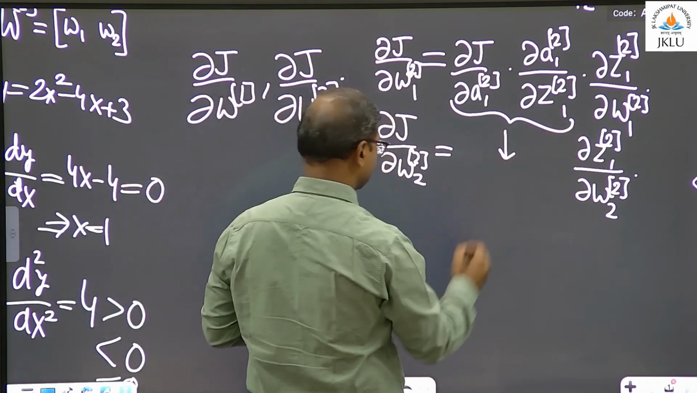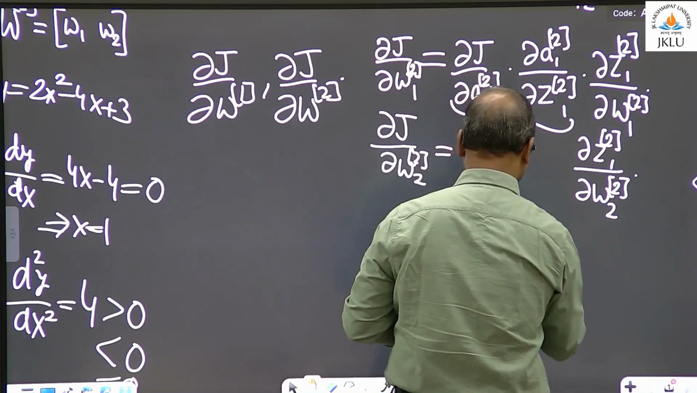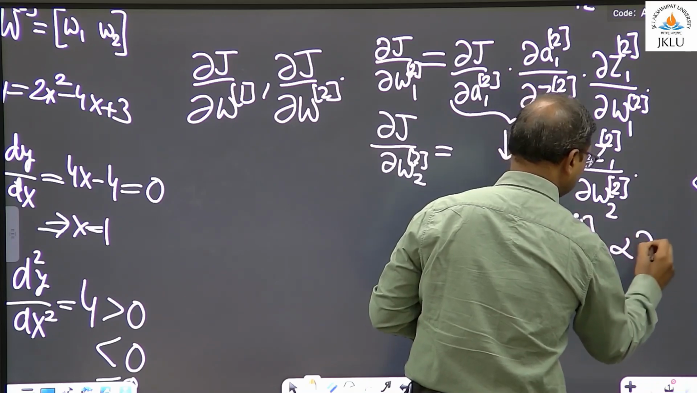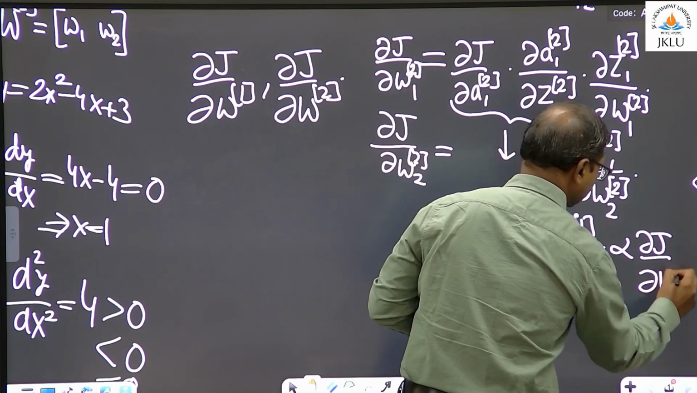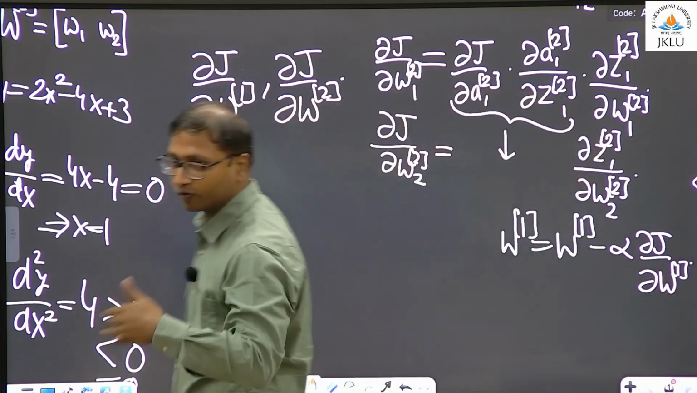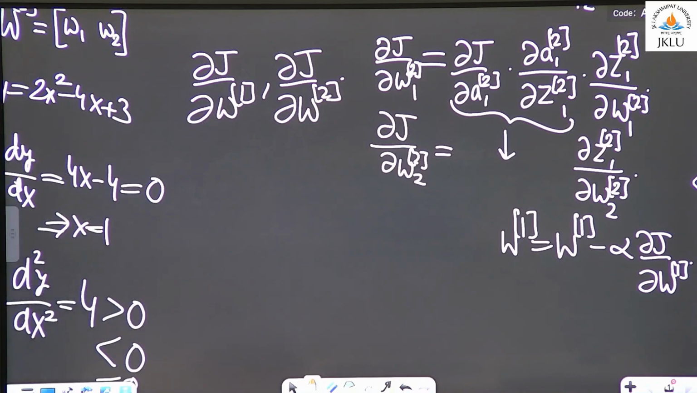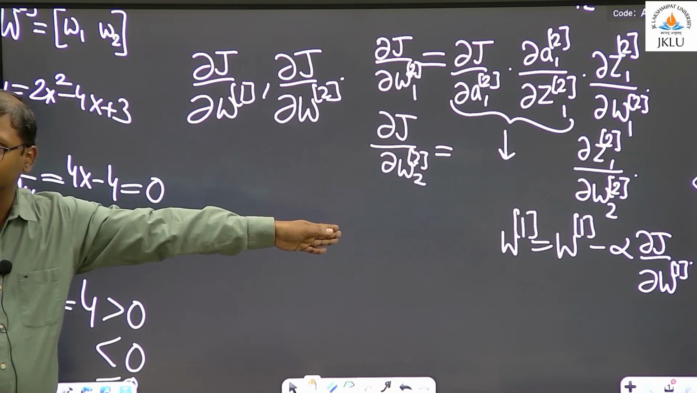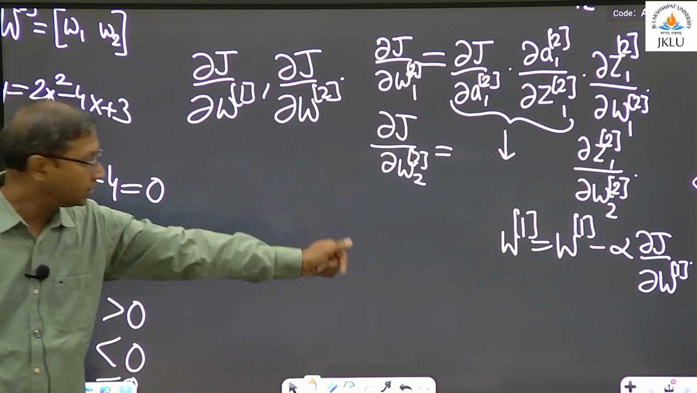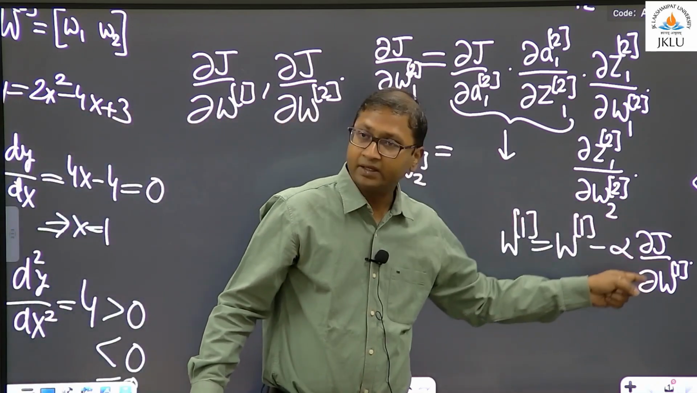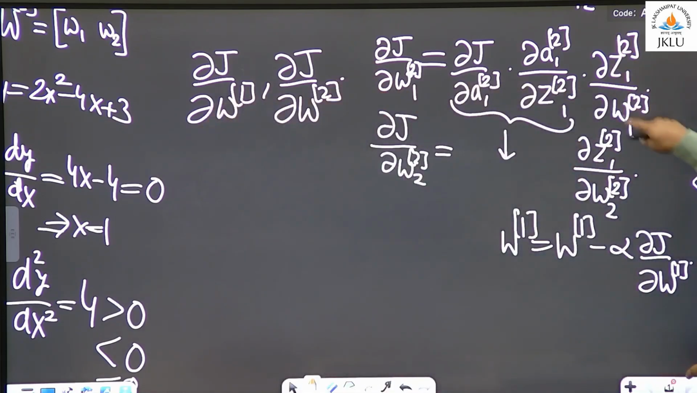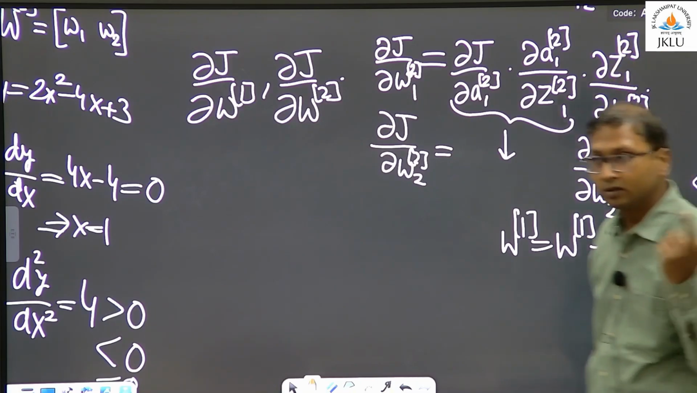I'm repeating what I just erased. W1 equal to W1 minus alpha del J by del W1, and so on for the second one. Okay. If I bring in B's here, will that make any difference? No, right? B1 will still look the same as this one. You will have the last term equal to 1 there.